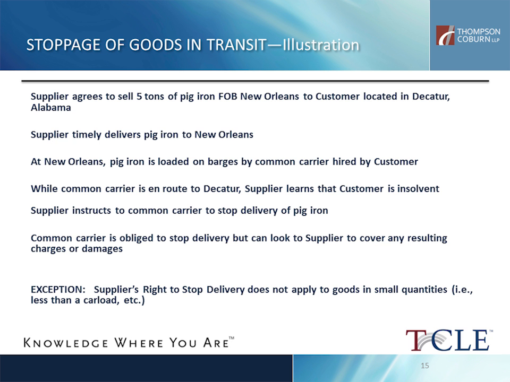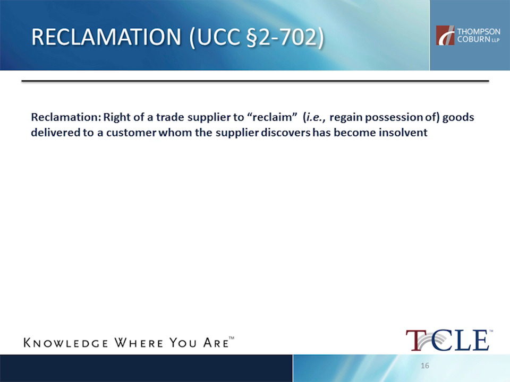And then we're going to move on to another topic that is also important to act on fairly quickly in the event that a customer is insolvent. Yeah, the next topic we're going to address is reclamation rights, and this picks up where the right of stoppage of goods leaves off. If you weren't able to get a hold of the common carrier before the goods were delivered and the goods are now in the hands of the customer, the right of reclamation kicks in and gives the trade supplier the ability to reclaim or regain possession of the goods that it delivered to a customer who has become insolvent.